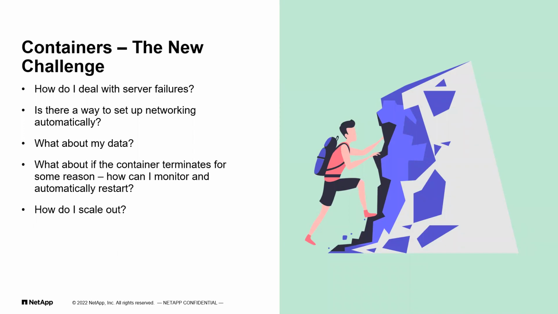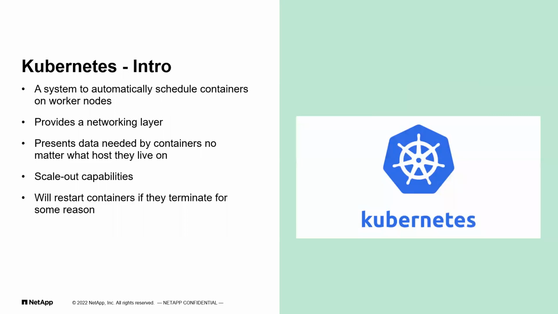And lastly, how do you scale out, right? We don't necessarily want to manually have to build a bunch of Linux servers for every application, right? There's got to be an easier way to do that, right? Like maybe a pool of Linux servers that applications can cohabitate on and move to as needed. This is where Kubernetes comes in, right?